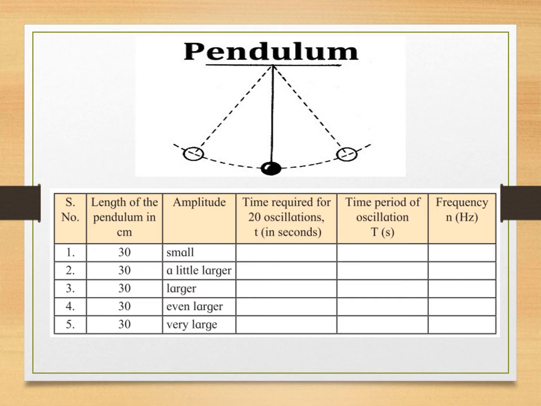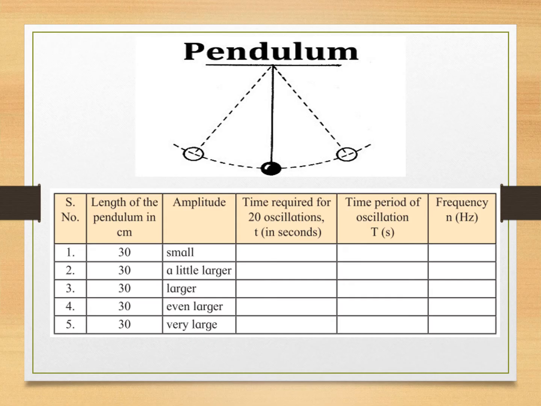One more experiment is there. In this experiment you have to keep the length of the pendulum fixed, that is 30 centimeters. Don't change the length of the pendulum, the length of thread no need to change, it will remain the same, 30 centimeters. And here you have to take different amplitudes.